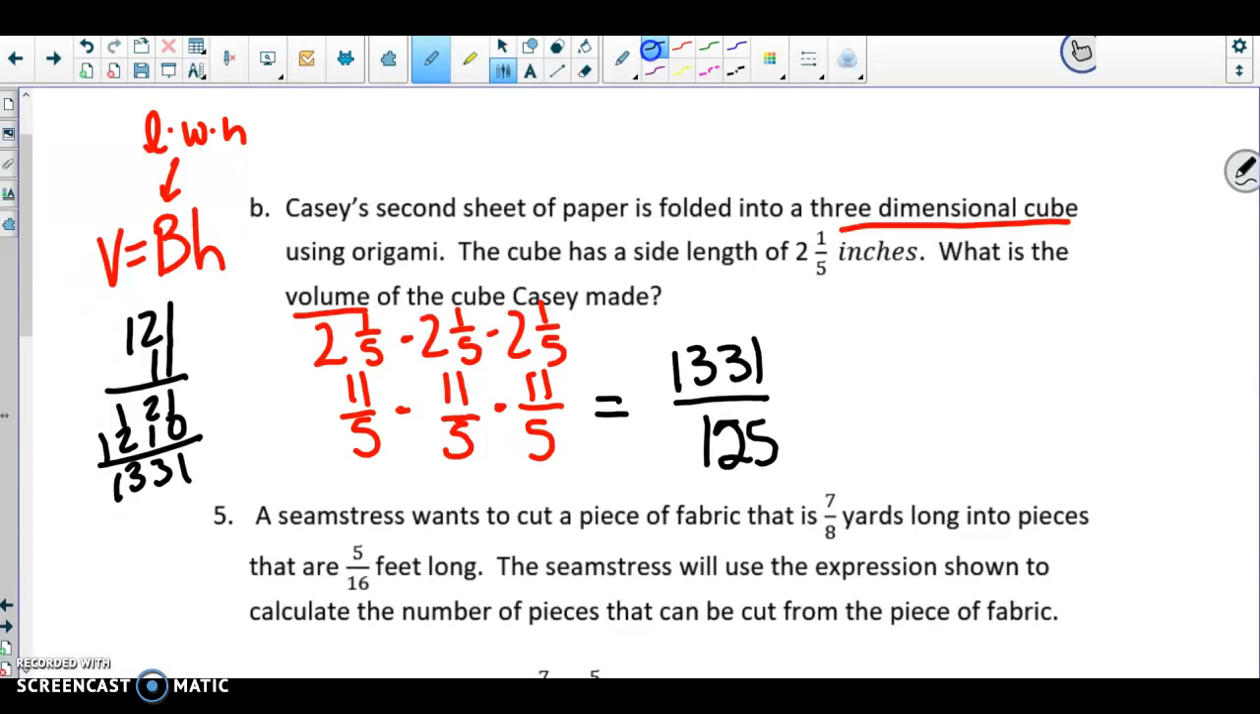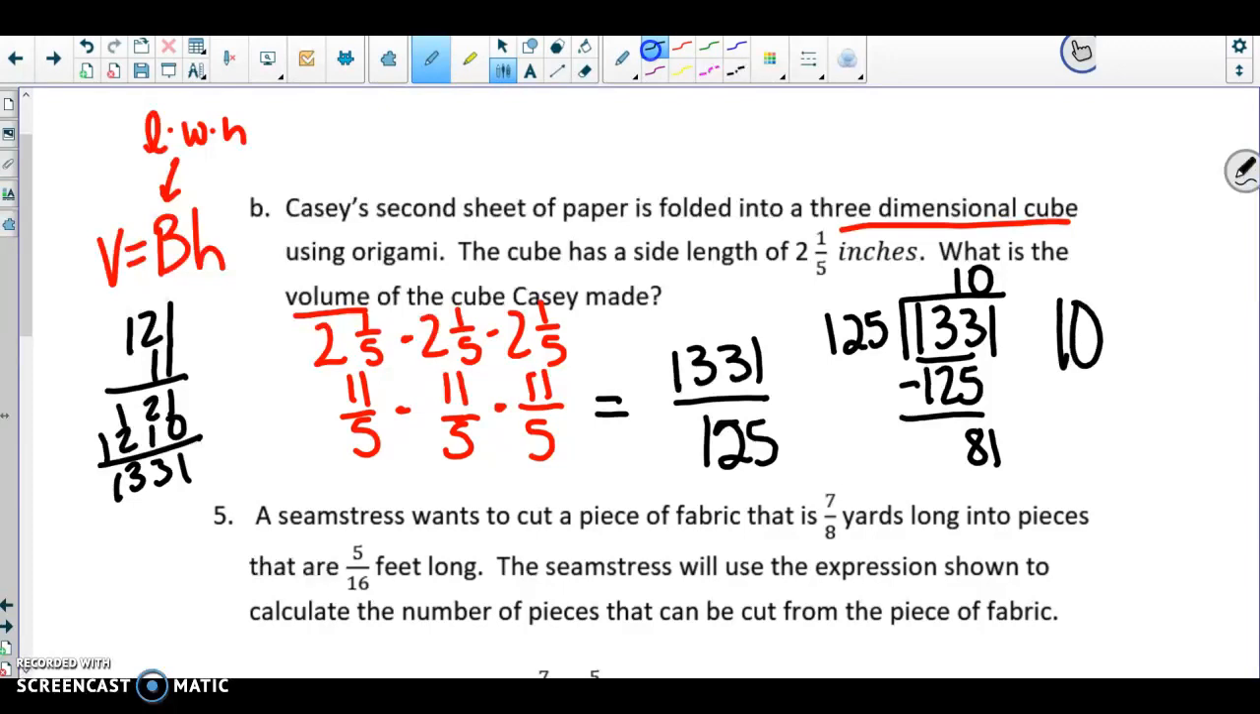And I don't know this one, so I'm going to have to set this one up and divide. The good part is 125 goes into 133 once. So when I subtract 125 from 133, I have 8. And I can bring down my 1. Well, 125 is not going to go into 81, so I can put my 0 there. And I still have 81 left over. So my answer is going to be 10 and 81 over 125. And that's going to be my answer. And it would be inches cubed.